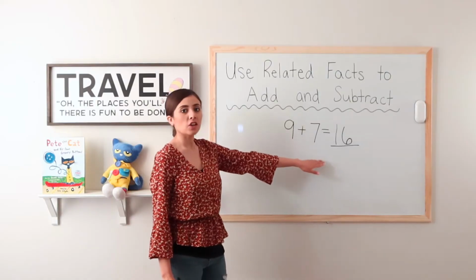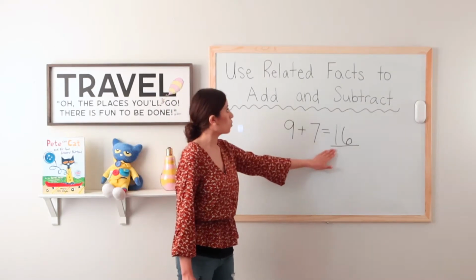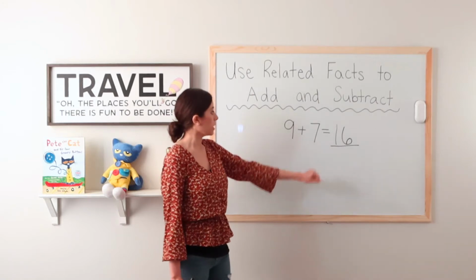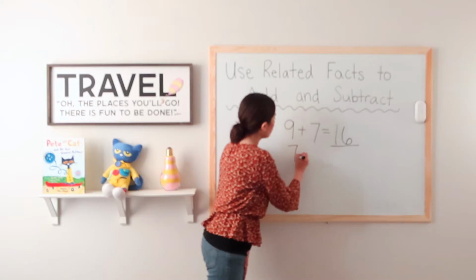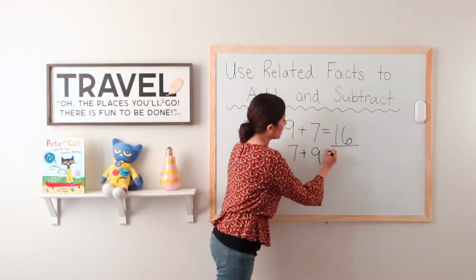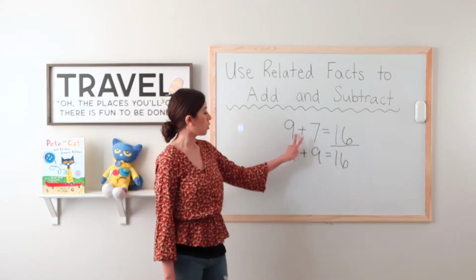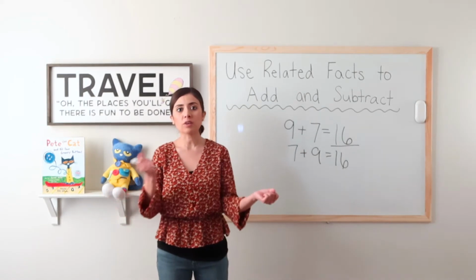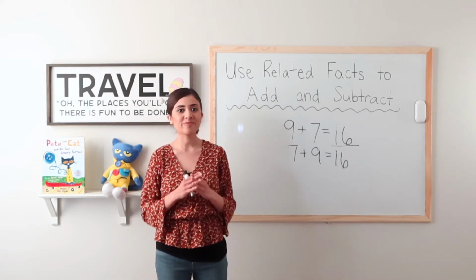Okay, now that I know that 9 plus 7 equals 16, this fact will help me find other related facts. For example, because I know this, I know that 7 plus 9 equals 16, right? All I did was flip my 2 parts. It doesn't matter which part I grab first, I still have 16 in all, right?